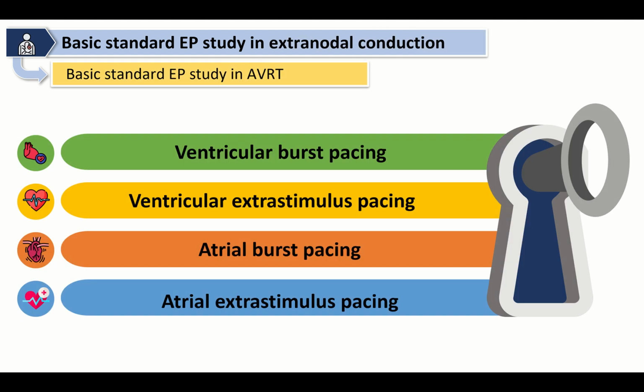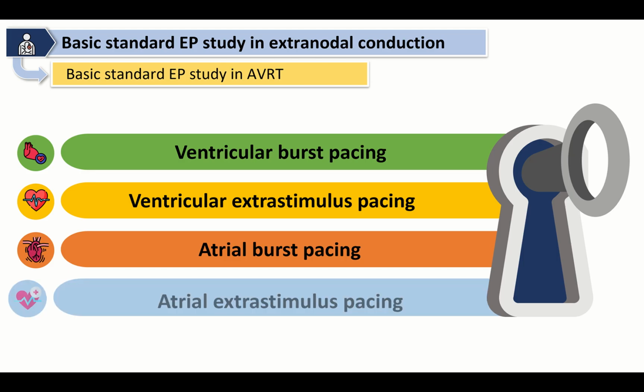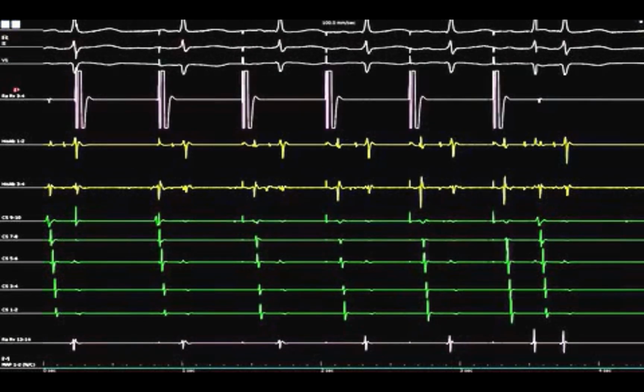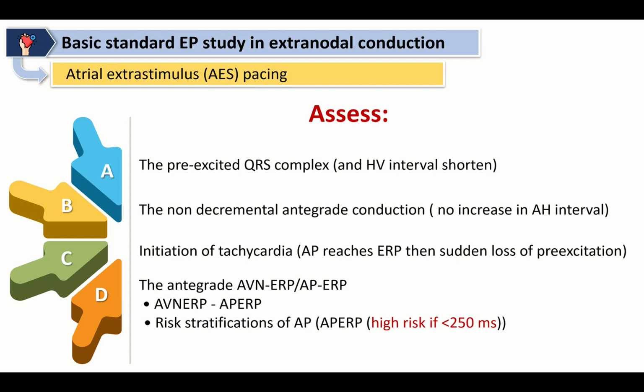Let's go to the last basic AB maneuver, atrial extra stimulus, in which we will give a train of S1 from the high right atrium, then give S2 to assess the pre-excited QRS complex, short HV interval, non-decremental accessory pathway antegrade conduction. Tachycardia initiates as S2 blocks the accessory pathway when it reaches refractoriness, with sudden loss of pre-excitation and initiation of orthodromic tachycardia.